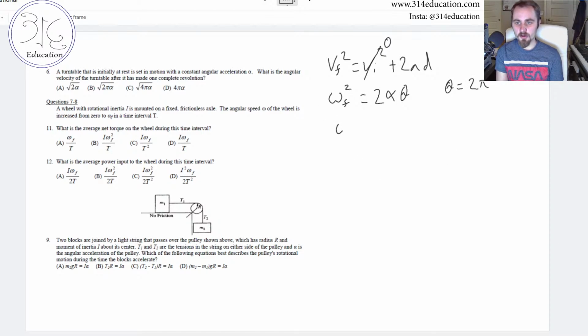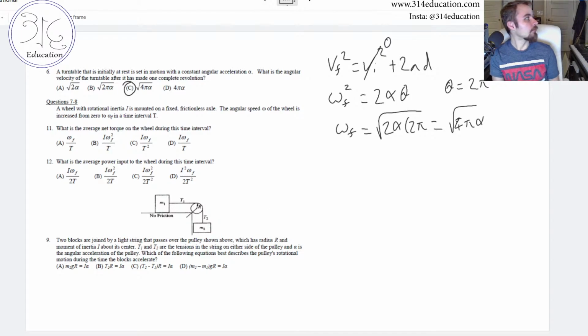And so to get omega on its own, we just take the square root, and that's going to be the square root of 2 alpha times 2 pi, or root 4 pi alpha, which is C. Cool. Any questions on how we did that? No? Well, looks pretty good. You guys are great listeners.